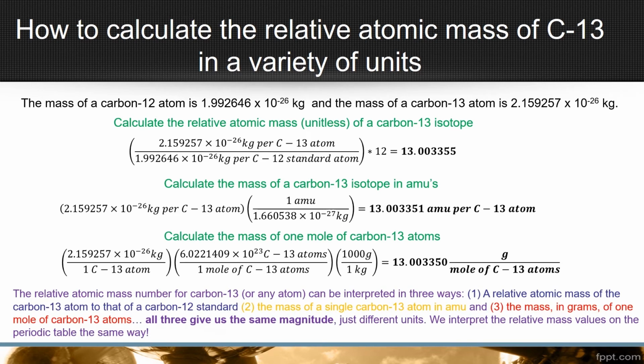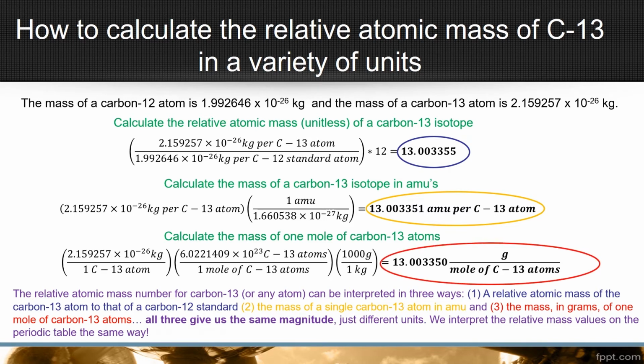The point of the exercise is that the relative atomic mass number can be interpreted in one of three ways. It can be interpreted for what it is, a unitless relative atomic mass of the carbon-13 compared to the carbon-12 standard. It can also be the magnitude of the mass of one carbon-13 atom in AMU. And finally, and the most useful interpretation when doing lab work, the number can be used as the mass in grams of 1 mole of carbon-13 atoms. All three interpretations have the same magnitude. We just attached different units to the number based on our needs.